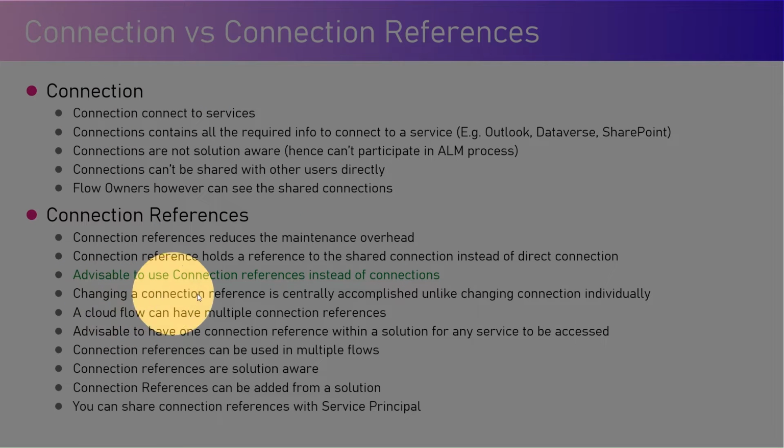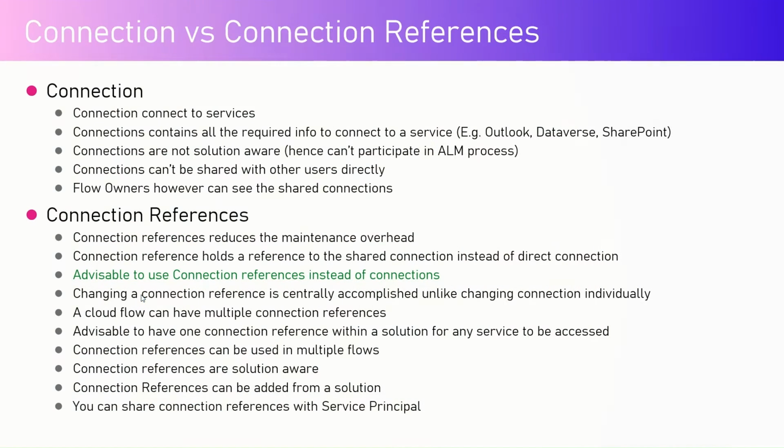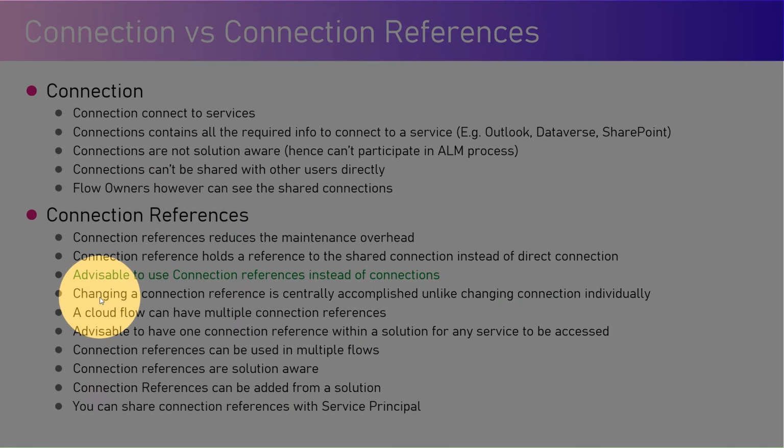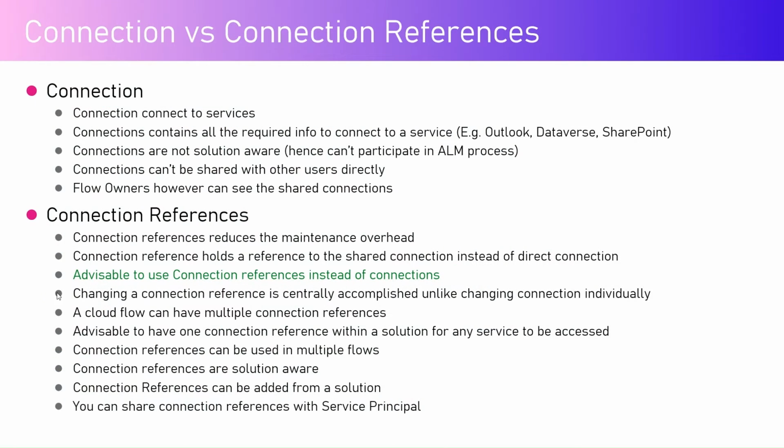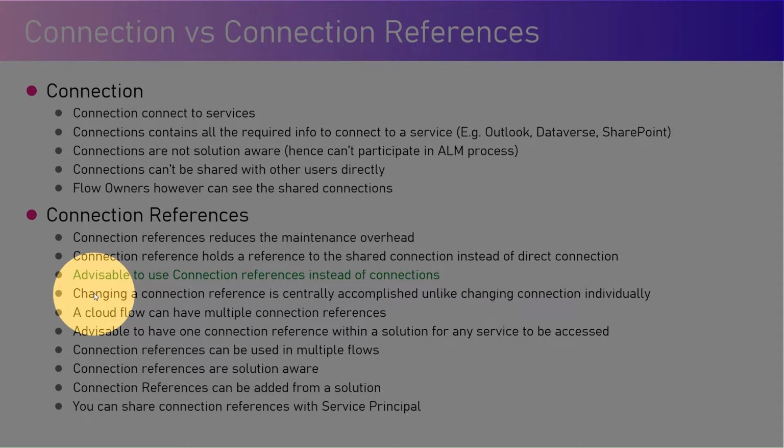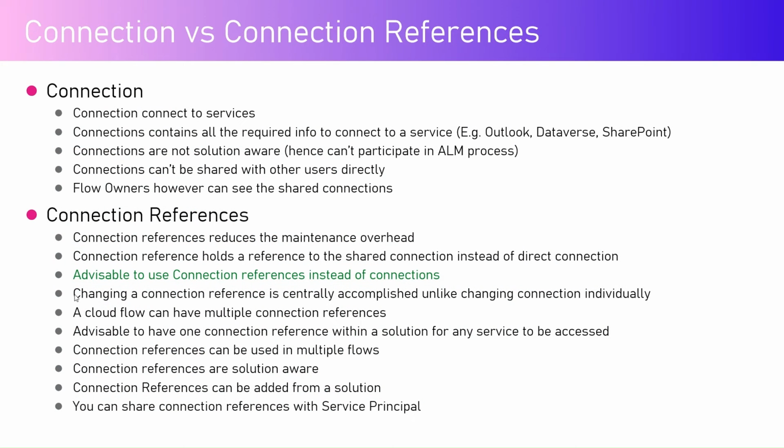Now, changing a connection reference is centrally accomplished, unlike changing a connection individually. Now, what does this mean? Say, for example, you have authored a flow, and tomorrow that person leaves the organization. Then it will be very difficult for you to make those changes within that flow, because either you should be an owner of that flow, or you need to have that flow shared by that user, and you need to actually edit the flow in order to gain control over that connection.